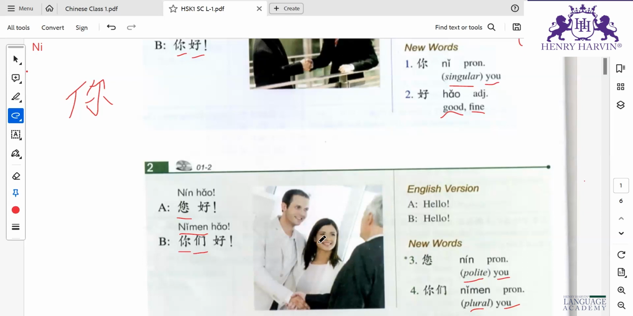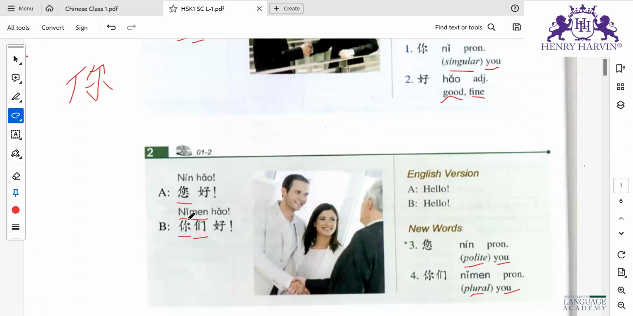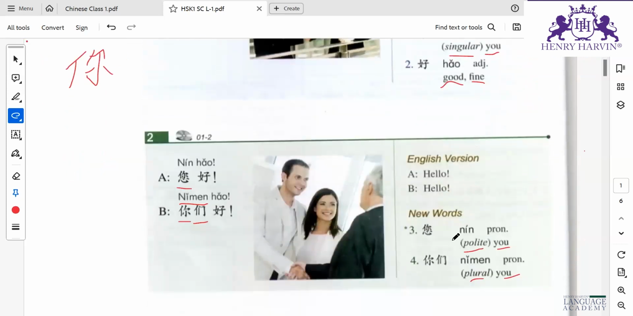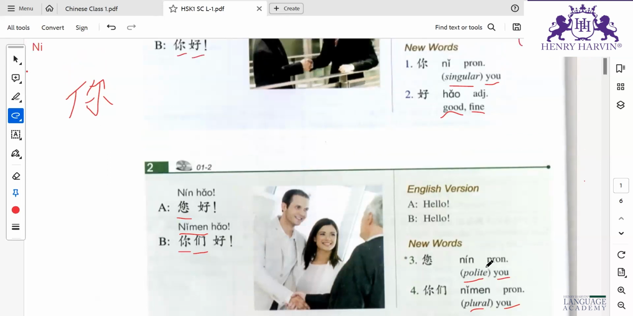There are two in front of him, right? So that's why he has used Niman. So we have learned three kinds of "you". The first was Ni, which means the singular one. Then we have Nin, that is the politer one. Then we have Niman, that is the plural one. All three of them mean "you", but the usage is different.